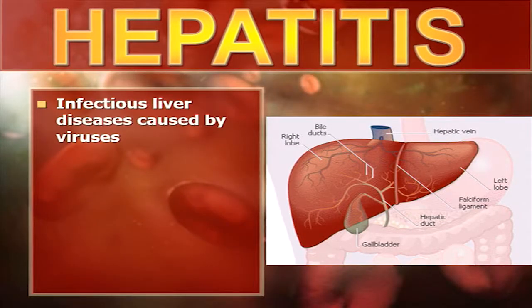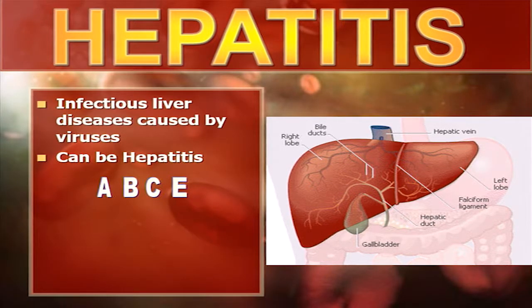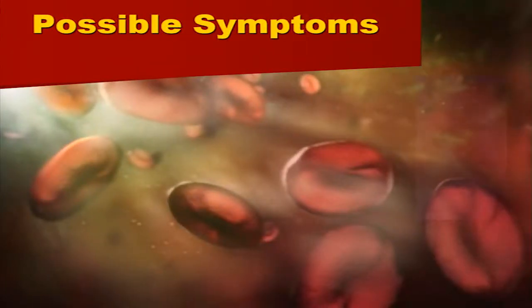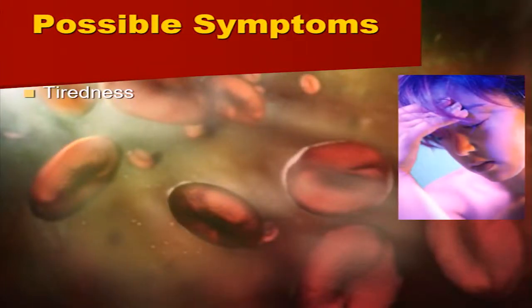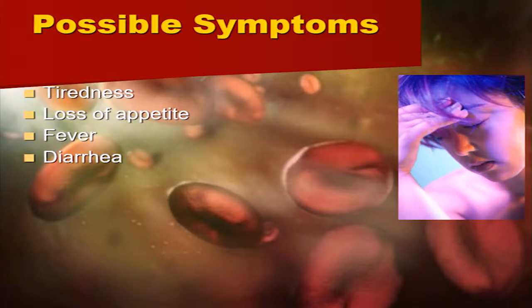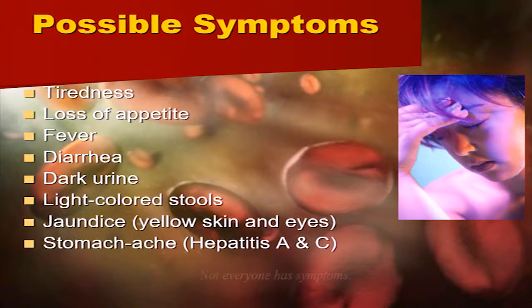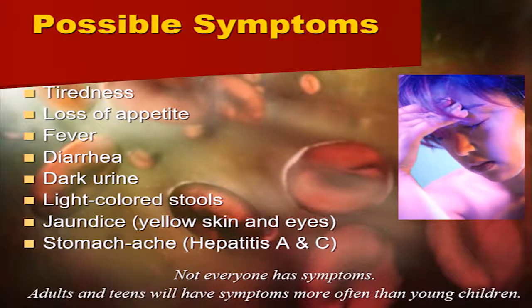All right. Hepatitis. Hepatitis is an infectious liver disease caused by viruses. It could be hepatitis A, B, C, E, or what's called delta factor. Some have no long-term effects, and some can be downright fatal. Possible symptoms, basically your flu symptoms. With the exception of the showing up of jaundice, most of these are going to be things you might see when you have the flu.